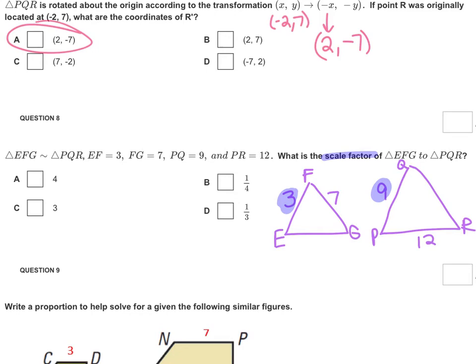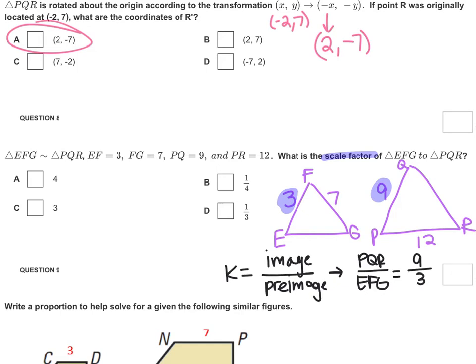And then look at the order that we're going, EFG to PQR. So we're going EFG to PQR, okay? Remember, scale factor is going to be your image over your pre-image. Okay, remember, pre-image is actually your starting point. So we're going to say PQR over EFG. Okay, or 9/3 when you're comparing those sides. Okay, so your scale factor is going to be a total of 3.